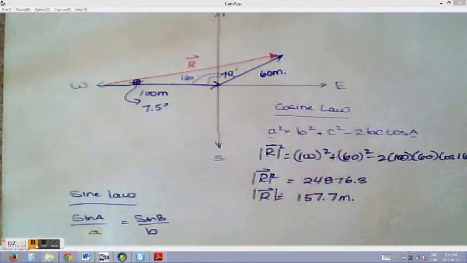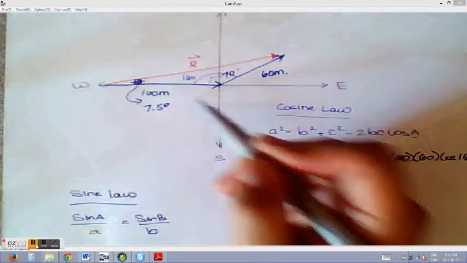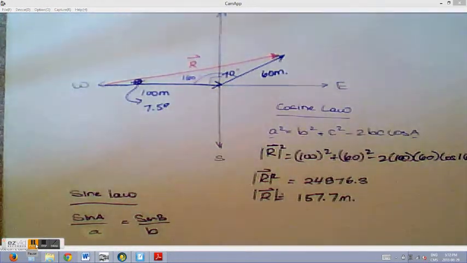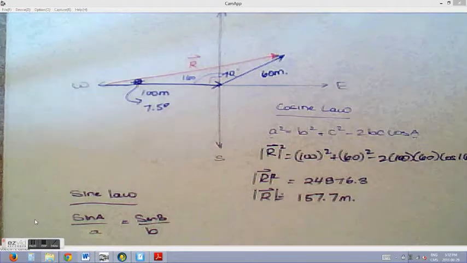Okay, but that only tells us the angle. That doesn't actually tell us from what bearing. If I said to you 7.5 degrees, would you know where to go? No, I need to be more specific. I could say that it's 7.5 degrees relative to east. However, let's use one of our more common bearings. Let's use quadrant bearing.